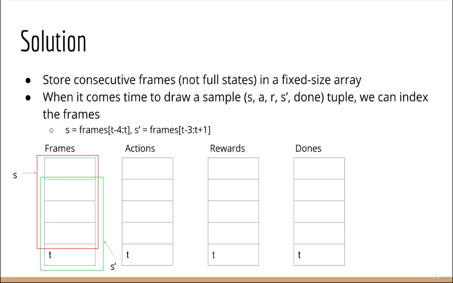Now, the state is stored in the frames array at the indexes t-4 up to t. The next state is stored in the frames array at the indexes t-3 to t+1. The action, reward, and done flag are all stored at index t. So you can see how we implicitly have all the states we need just by storing all the raw frames.